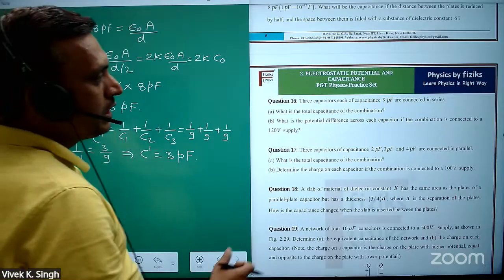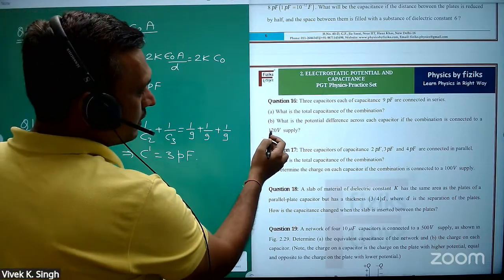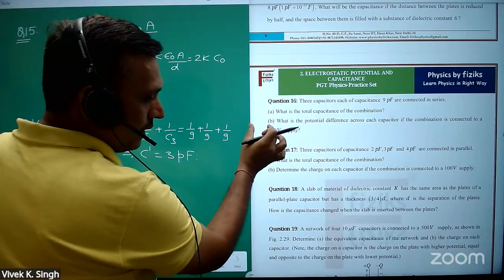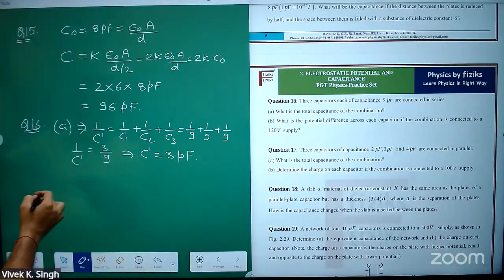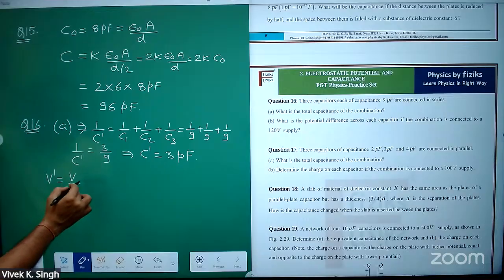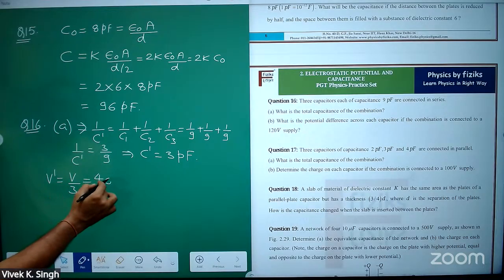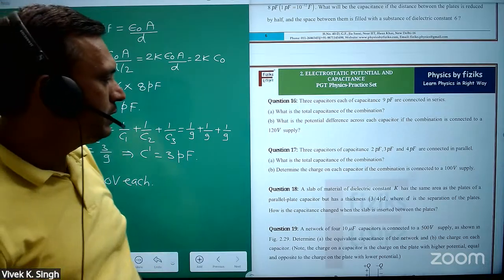Now, what is the potential difference across each capacitor if the combination is connected to a 120 volt supply? Because they are in series and have equal capacitance, the drop will be the same, 40 volt each. So in this case, the drop V dash will be V by 3, which is 40 volt each. So these are the direct questions.